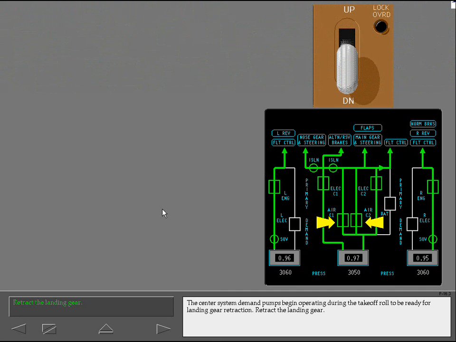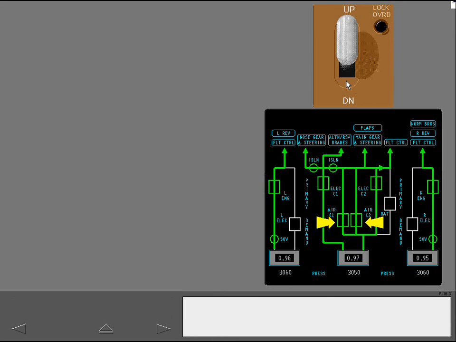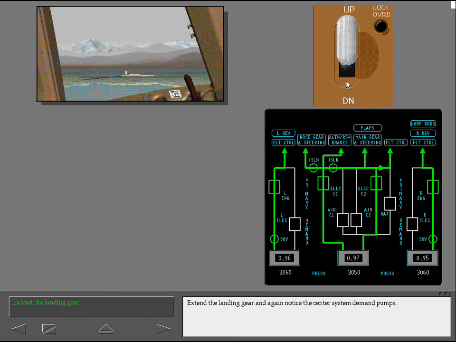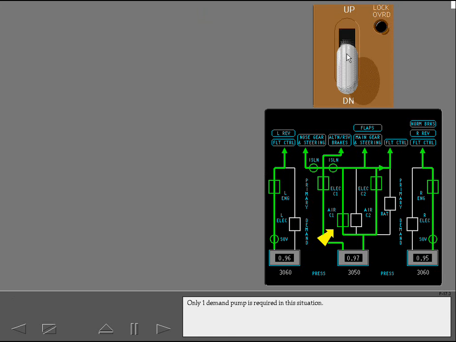The center system demand pumps begin operating during the takeoff roll to be ready for landing gear retraction. Retract the landing gear. The center system demand pumps stop operating after landing gear retraction. Extend the landing gear and again notice the center system demand pumps. Touch the highlighted area. Only one demand pump is required in this situation.